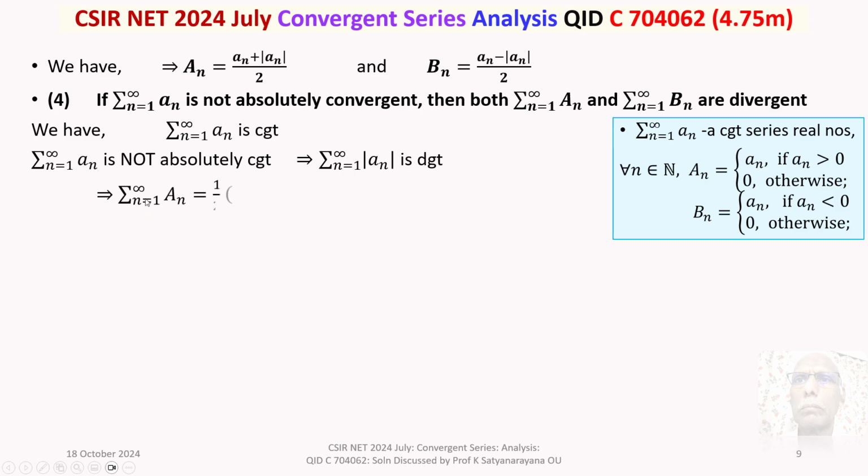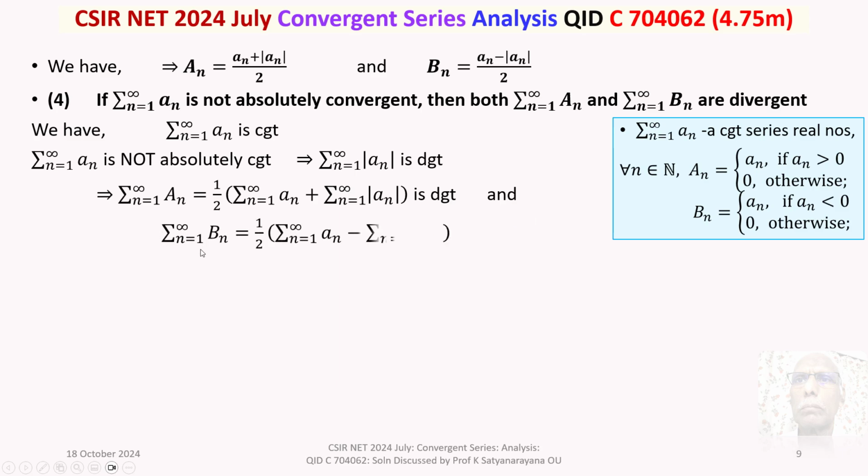So, this will imply sigma capital An, which is equal to 1 by 2 sigma An plus sigma mod An, is divergent. Why? The first one is convergent, the second one is divergent. So, a convergent plus a divergent series is divergent. So, also capital Bn. Sigma capital Bn is equal to 1 by 2 into sigma An minus sigma mod An. One is convergent minus the second one is divergent. The difference of a convergent and a divergent series is divergent.